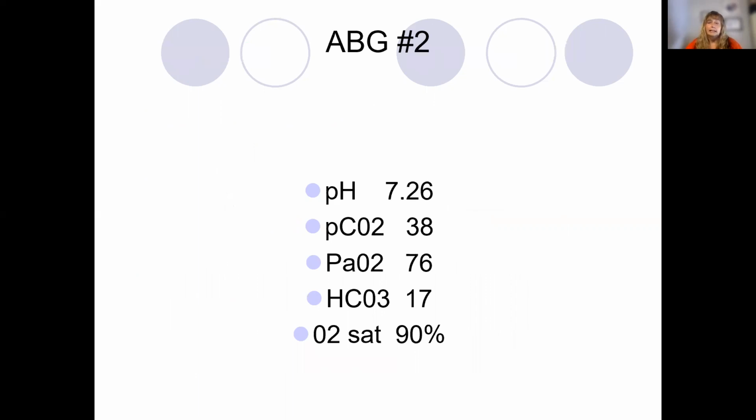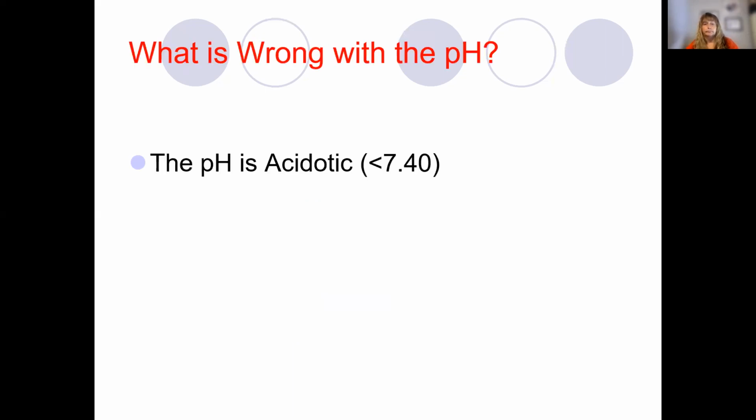Let's do our second blood gas. The pH is 7.26, a PCO2 of 38, a PaO2 of 76, a bicarbonate of 17, and an O2 sat of 90%. I want you guys to think about this first. What is wrong with the pH? The pH is acidotic. It is less than 7.40.